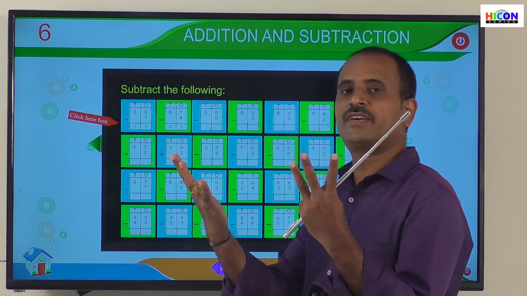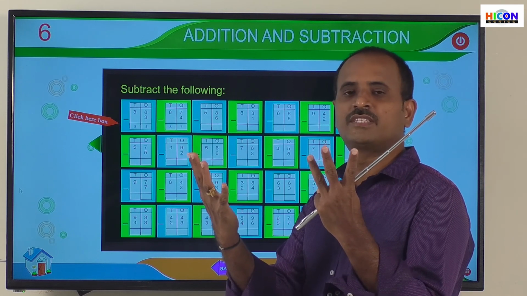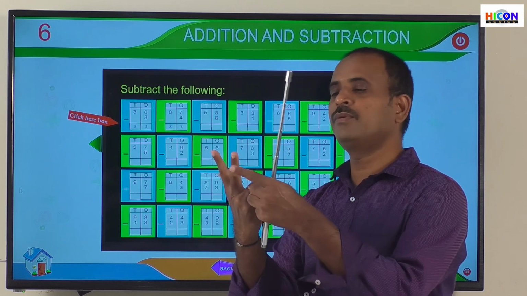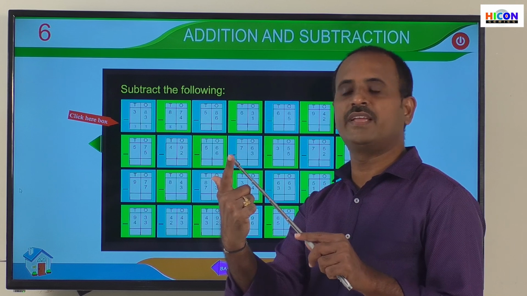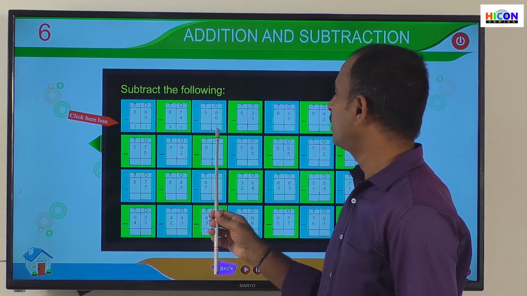Children, these are the 8 fingers, and close 6 fingers among these 8 fingers. Close 6 fingers. 1, 2, 3, 4, 5, 6. Children, I have closed 6 fingers. How many fingers are there remaining? There are remaining 1 and 2. So write 2 under ones place.